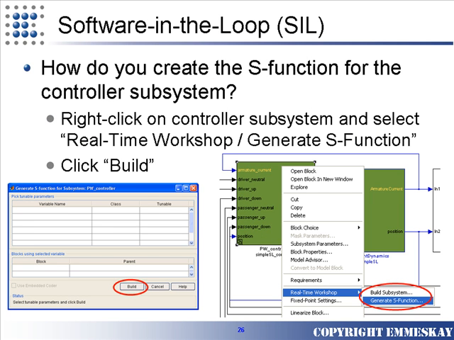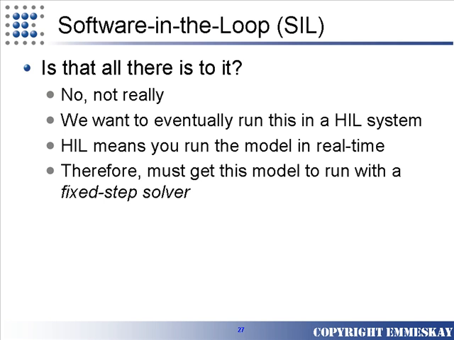So how do you create an S function? Simply right-click on the controller and go to the Real-Time Workshop and select Generate S Function. This will bring up a new dialog shown on the left where you can click Build. So is that all there is to it?